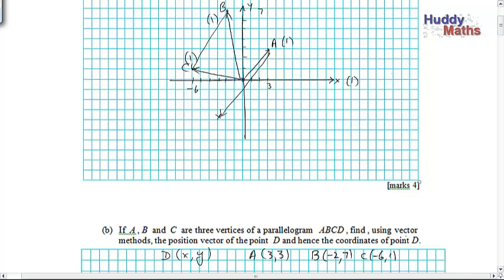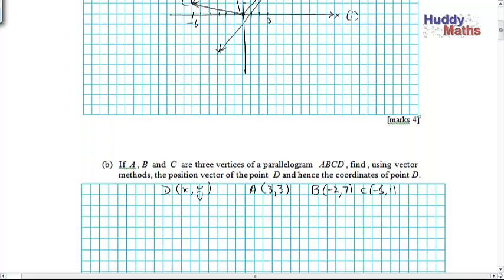So let's do it now and see if we can do AD. A to D would have been the vector x take 3, y take 3, and B to C would be neg 6 take neg 2, which is neg 6 plus 2, and 1 take 7. So this is neg 4 and neg 6 there. B to C. Remember, it's the second point's coordinates minus the first.